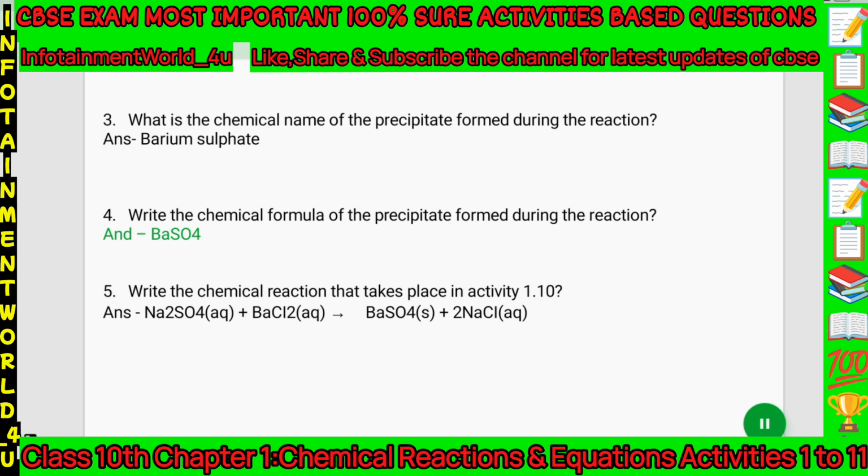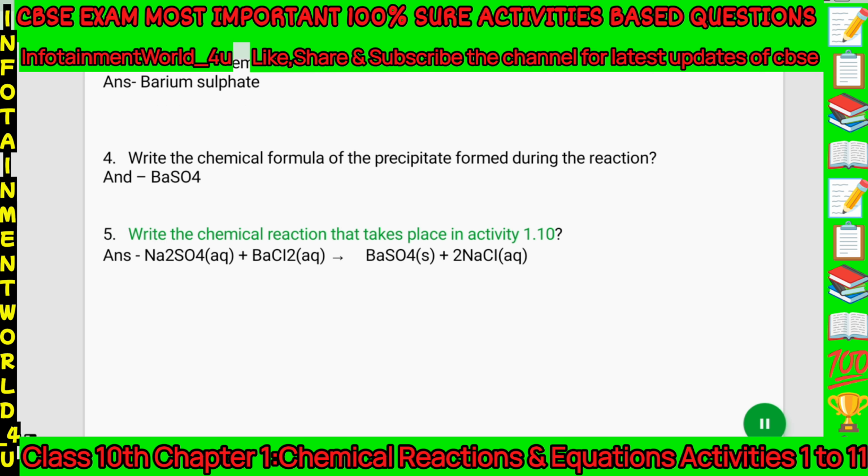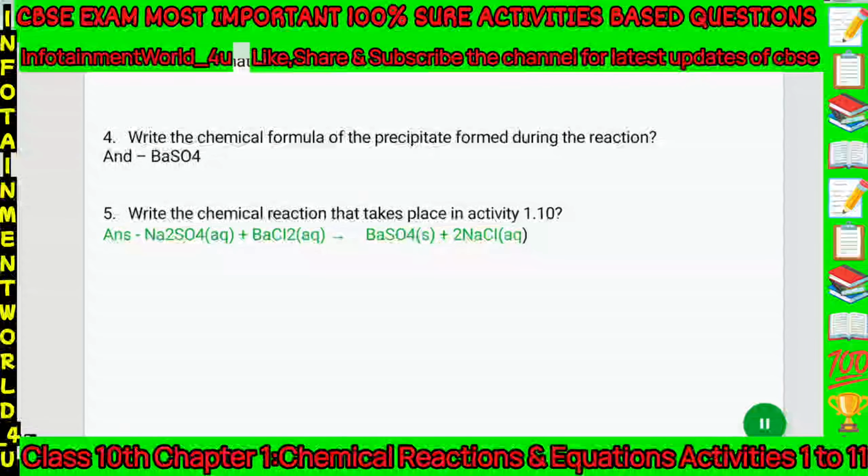Ans. BaSO4. 5. Write the chemical reaction that takes place in activity 1.10. Ans. Na2SO4 (aq) + BaCl2 (aq) → BaSO4 (s) + 2 NaCl (aq).